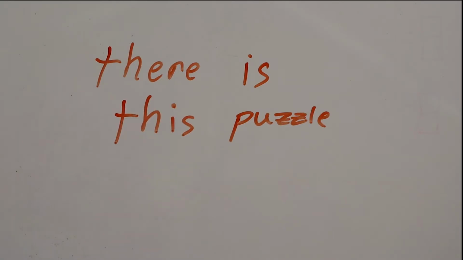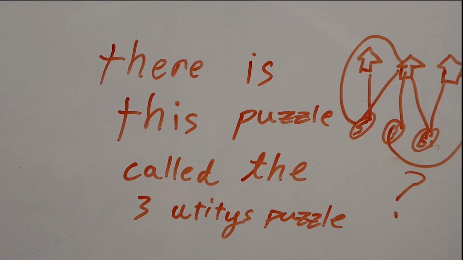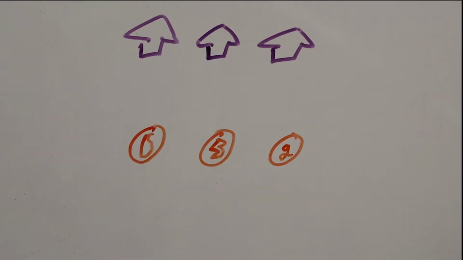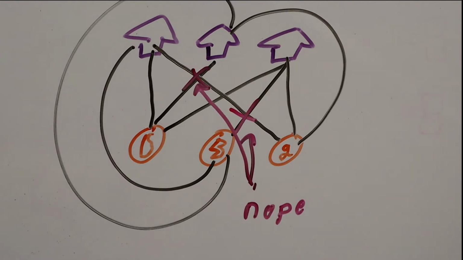There is this puzzle known throughout mathematicians called the three utilities puzzle. The puzzle is quite simple. There are 3 houses and 3 utilities: water, electricity, and gas. And you are supposed to connect all of the houses to each of the 3 utilities and not cross any connection lines.